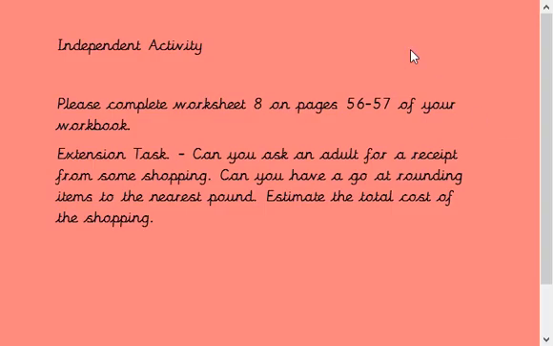Okay, your independent activity this morning. I'd like you to complete worksheet 8, please, on pages 56 to 57 of your workbook. And your extension task, can you ask an adult, can they find a receipt lying around anywhere for some shopping? And can you have a go at rounding items to the nearest pound and estimate the cost of the shopping? You could even think, what's the difference between my estimate and the actual cost of the shopping? Press pause while you're working and press play when you're ready to move on.